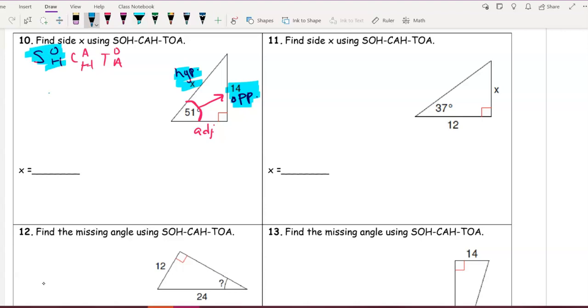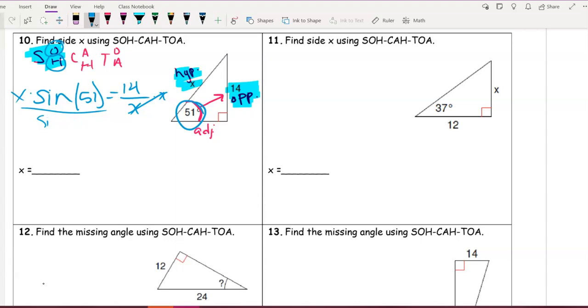Sine. So we're going to say sine of our angle, 51, equals opposite over hypotenuse. Opposite is 14, hypotenuse is x. Now, don't copy this down, just watch. If we want to solve for x, our first step would be to multiply both sides by x. Then we would divide by sine to move it over, away from x.